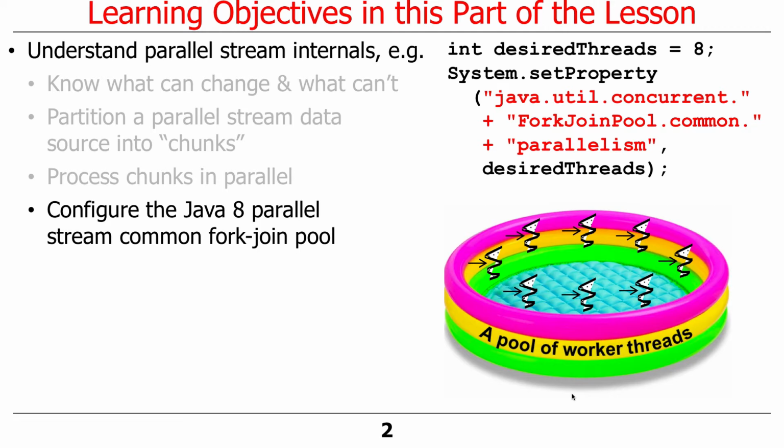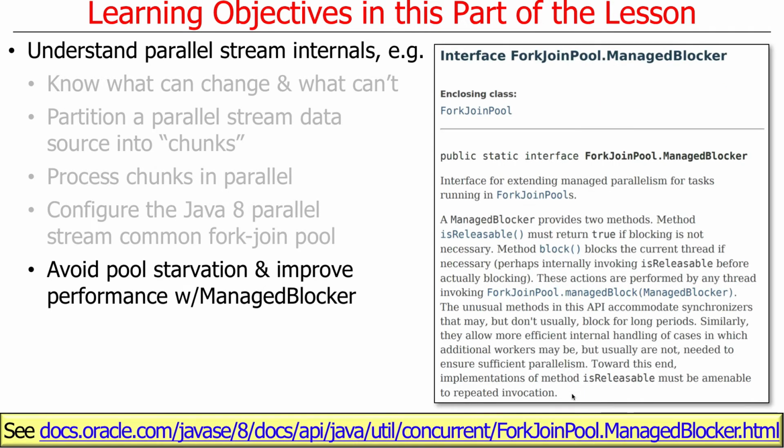We're going to talk about how to configure them, because sometimes the number of threads you get out of the box isn't quite what you need. And we'll also talk about how to avoid starvation and improving performance by using this interesting thing called a managed blocker. And a lot of what I'm about to describe is not very well known. So this is kind of like the black art, the mystery of streams programming.